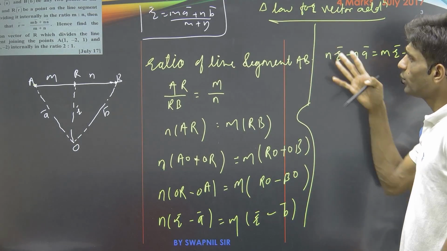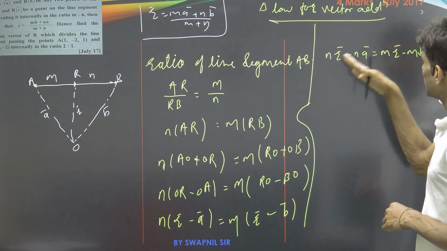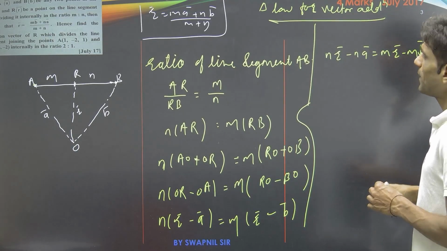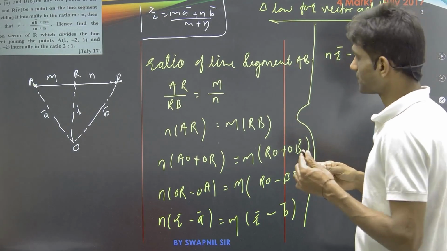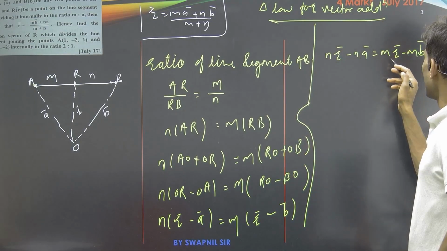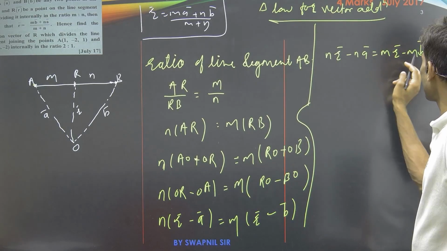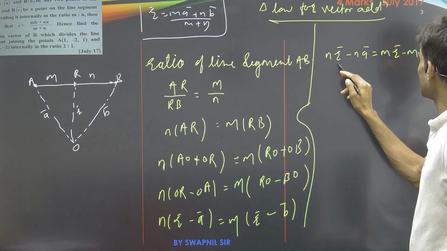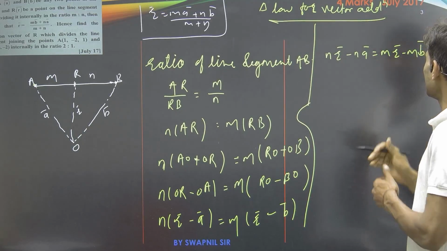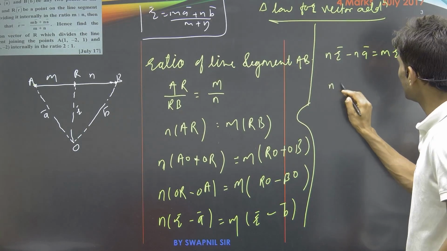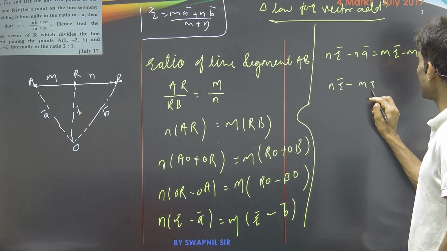Now what we do, we want the value for R bar, which is equal to M B bar plus N A bar upon M plus N. So take those terms to one side. We want the value for R bar, so take the R bar terms together, and the MB bar and NA bar terms together. We cannot take anything common from here, so take M B bar common here. N times R bar as it is here, and M times R bar taken here.